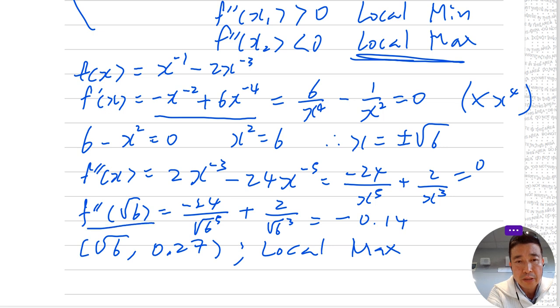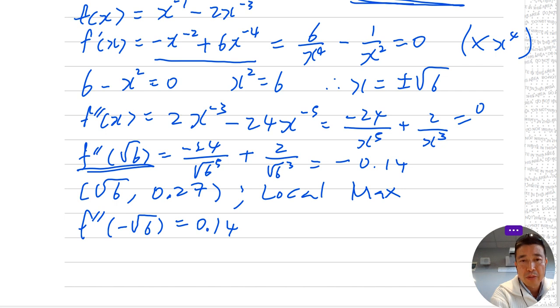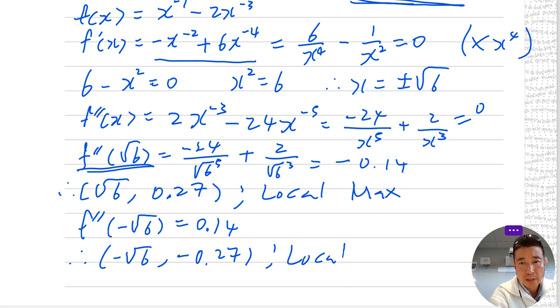You have to show the second derivative, because the question asked to use calculus. And then next, when x is negative square root of 6, the second derivative gives you 0.14. That means local minimum. So hence, when x is negative square root of 6, the y value turns out to be minus 0.27, and this is a local min. That's how you answer it.